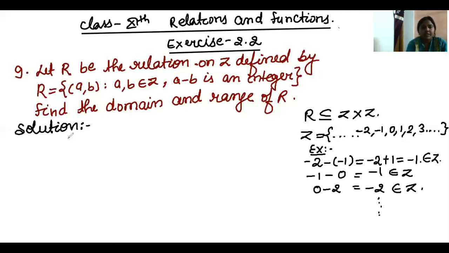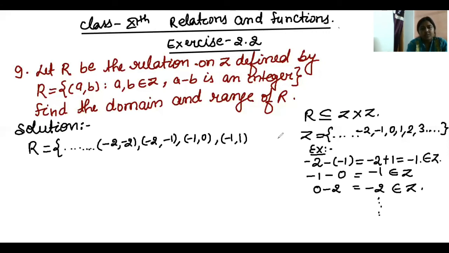So we can write R in roster form first. Because this is an infinite set, we can't write all the elements of R. So I'm writing (-2, -2), then (-2, -1), like that. Some elements I'm going to write: (-1, 0), then (-1, 1), like that. So these types of elements will be there.